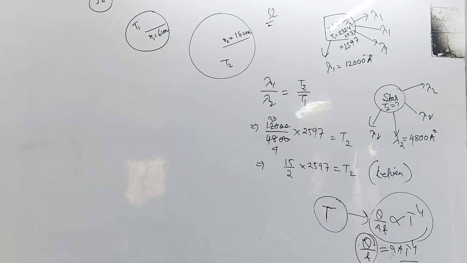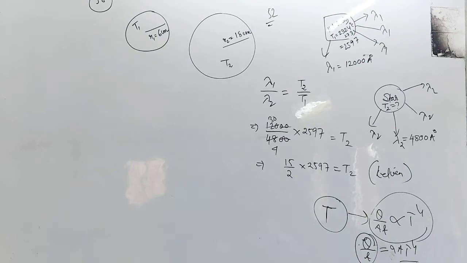If you apply Stephen's law for energy, the temperature may come from Stephen's law, or from Wien's law, or from Newton's law of cooling. And if wavelength is given, it will be only Wien's displacement law.